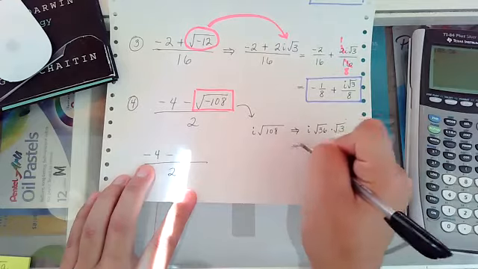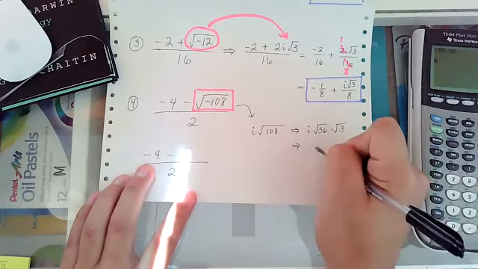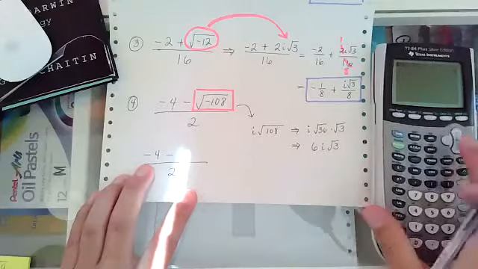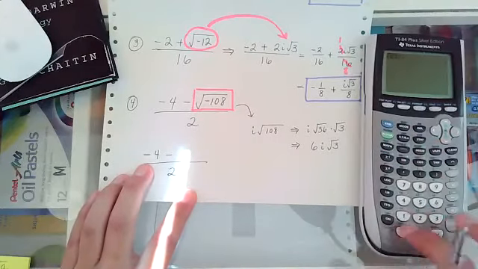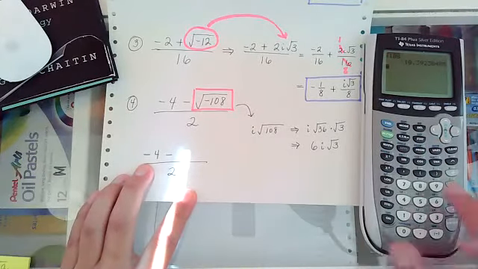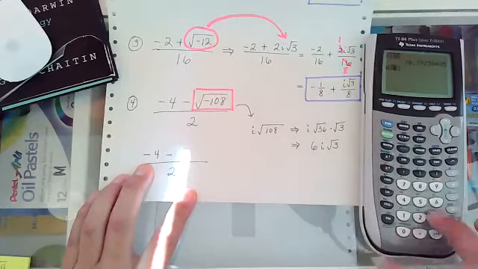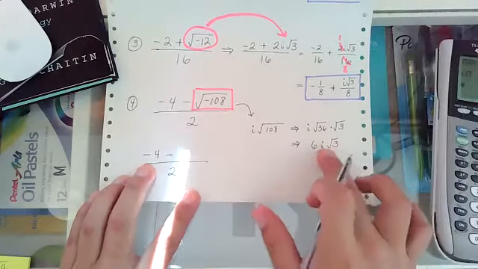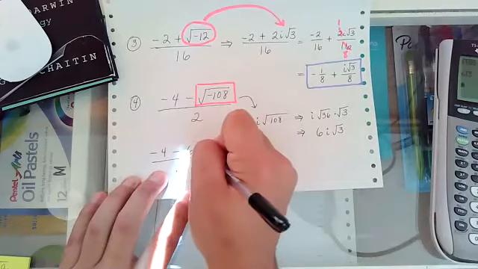Even if you didn't do it this way, you would eventually get 6i root 3. And then let me just double check to make sure that that works. The square root of 108 and 6 times the square root of 3. Same value. Okay. So this is going to be what I replace this with, 6i root 3.